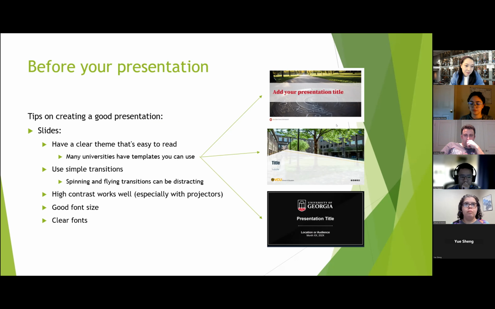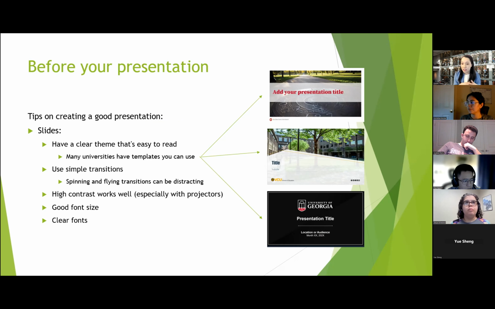And you want to use simple transitions. Spinning and flying transitions can be distracting. You want the audience to be focused on what you are saying and not the show that is happening on the screen necessarily. There are times when animations are helpful, especially if you have figures or graphs that are really complex, or they might just be a little overwhelming to the eyes.